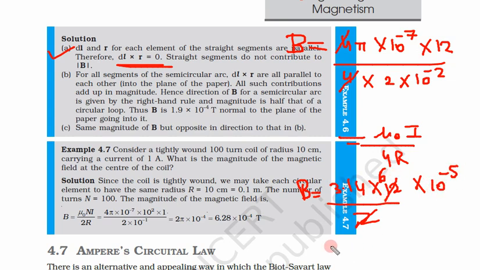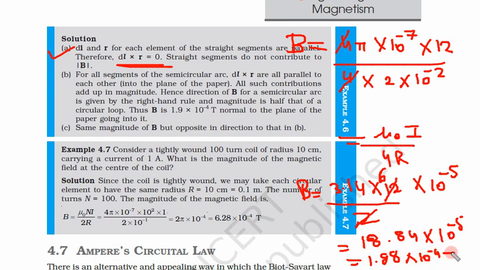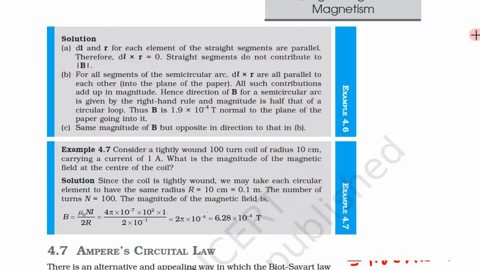So this is 3.14 into 6, which is 18.84 into 10 to power minus 5. So this is equal to 1.88 into 10 to power minus 4 Tesla. So this is 1.88 or 1.9, both are equal. So the magnetic field is 1.9 into 10 to power minus 4 Tesla. So we have done two parts. Now what would be the direction?